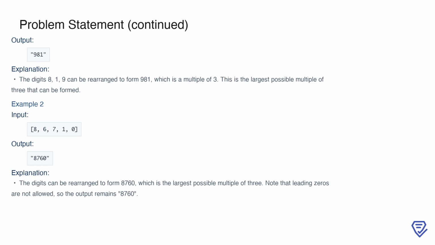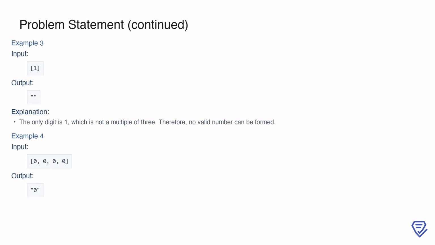In another example, if the input array is 8, 6, 7, 1, 0, the digits can be arranged to form 8760. This is the largest valid multiple of 3 that can be made, and it avoids leading zeros. The output in this case is 8760. These examples illustrate the process of rearranging digits to maximize the value while ensuring divisibility by 3. Now, take the input 1. Here, the only digit is 1, which is not divisible by 3. Since no valid number can be formed, we return an empty string as the output.